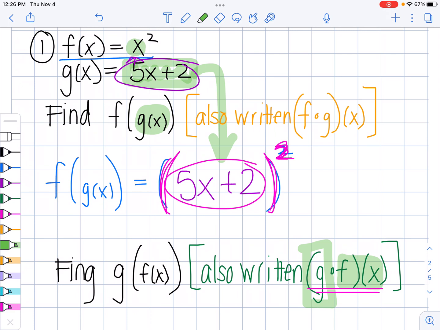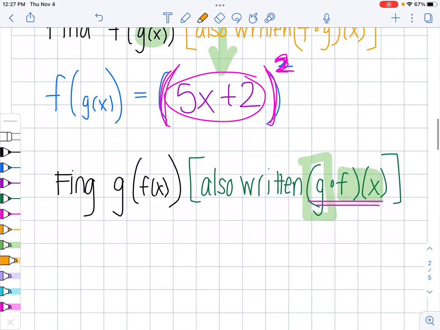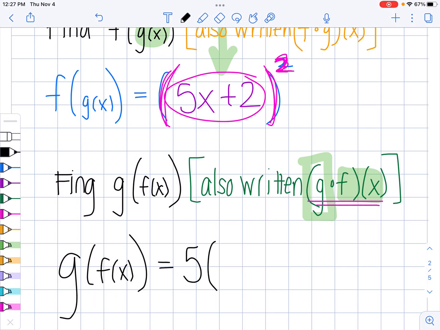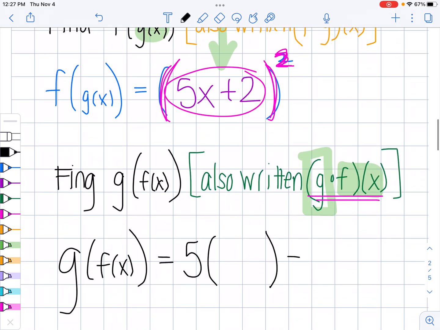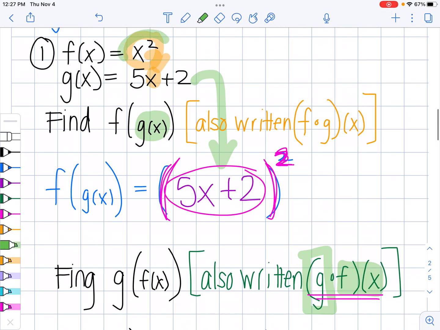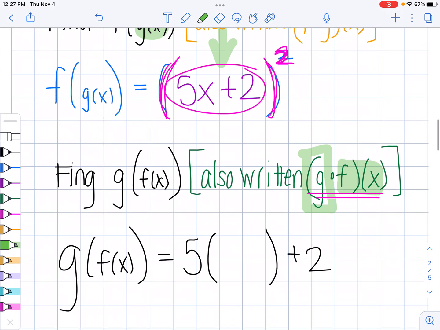So I'm going to take this x squared, and wherever I have an x here, this whole thing is going in here. So I'm going to write out my g function as a skeleton. So I'm going to say that g of f of x is equal to my function g as a skeleton. So 5 times x plus 2. And what I'm putting in place of x is my function f, which in this case is x squared. So here, I'm going to write x squared.